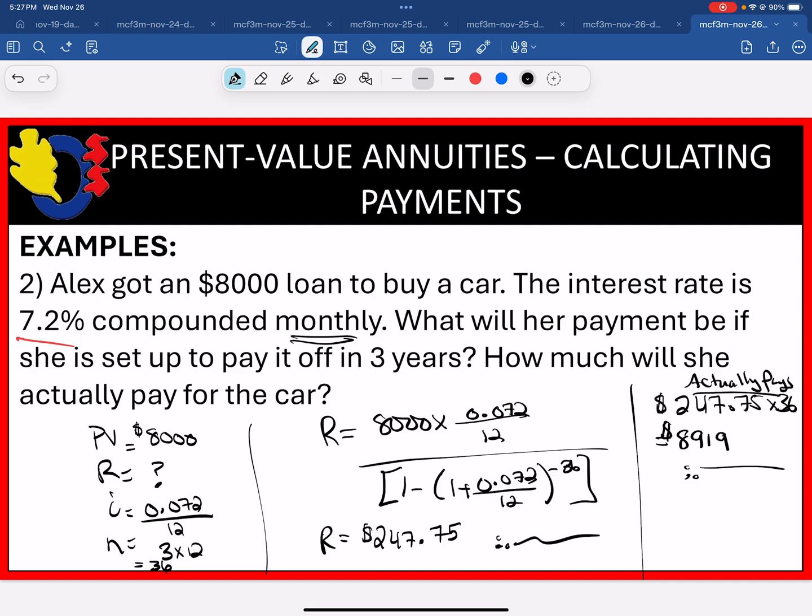And if you wanted to take it one step further, although the question doesn't ask for it, you could figure out the interest paid. So the original price was $8,000. Take away that from the $8,919. So the interest was $919. Still, that's significant, right? That's quite a bit of money. All right, that's it for this lesson.